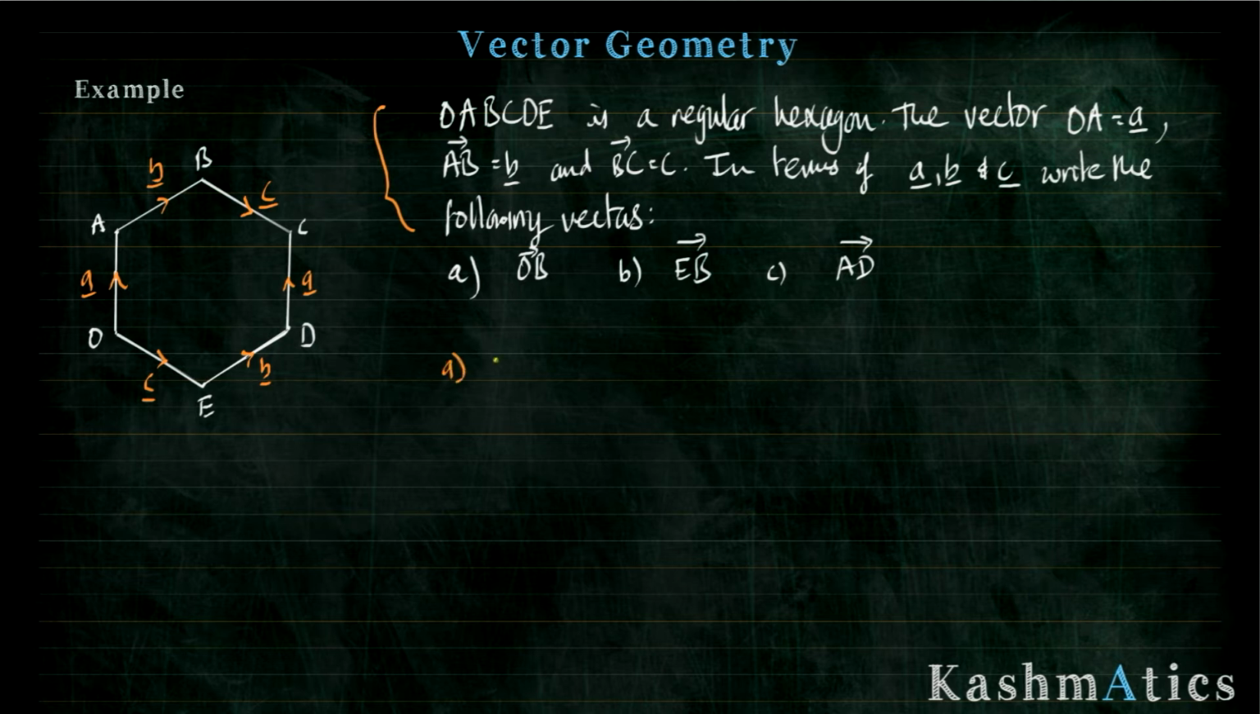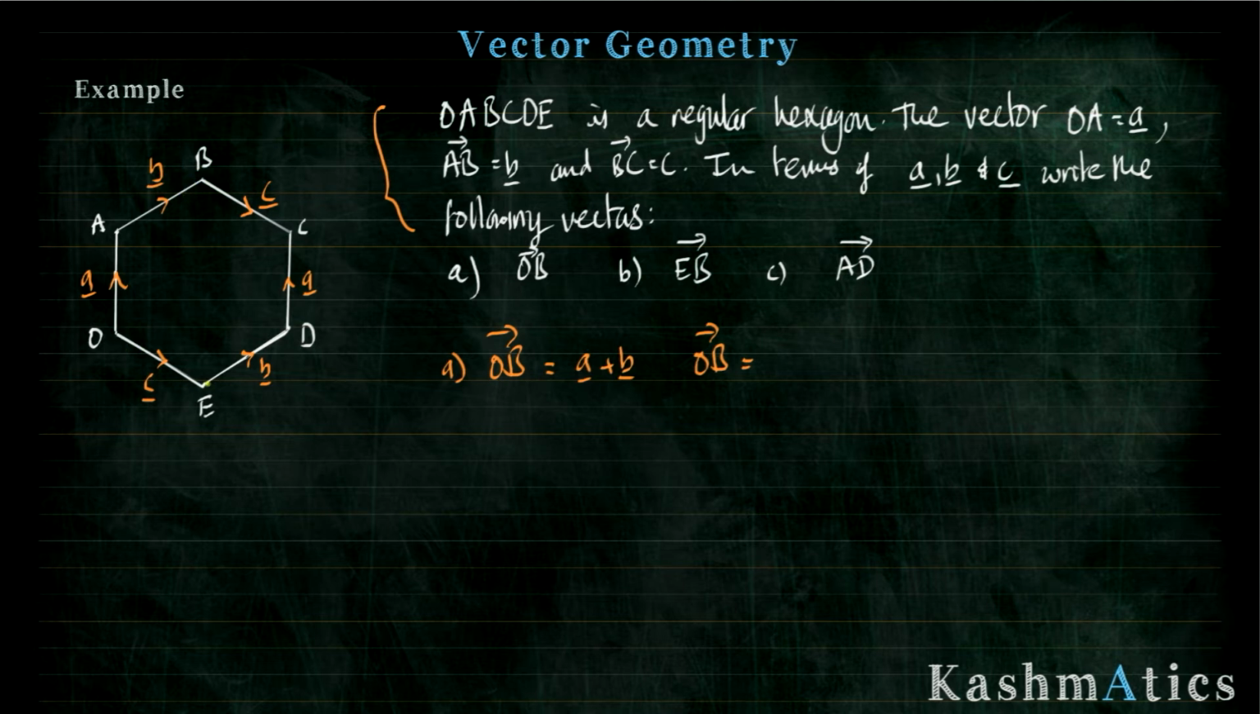Okay, so O to B, and let's see what we'd need to do. We'd need to go from O to A and then from A to B. So O to A travelling along A, and then from A to B travelling along B. So that would simply be A plus B. Now the thing about vectors is it doesn't really matter which direction you take, because I could have gone from O to B around this way instead.